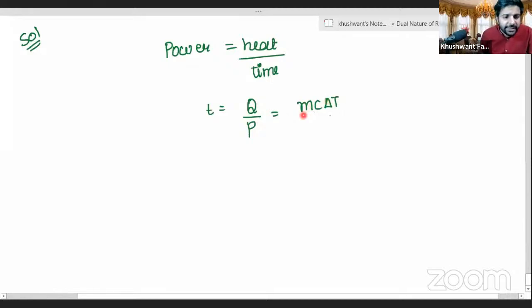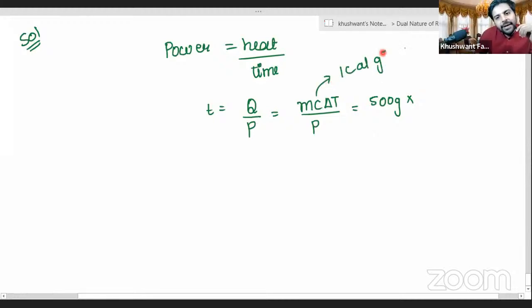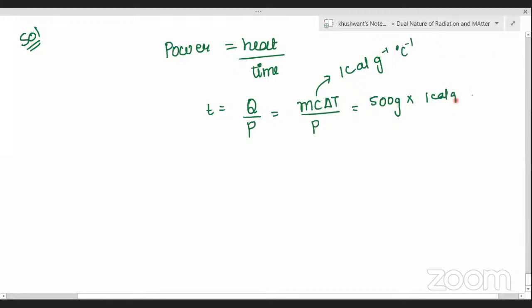Let's take this with Ridhima. Or what is P? P is the power of the geyser that you have taken, right? That heating coil. So now what are the values? Let's substitute. How many grams of water is there? 500 grams, correct? Ridhima, what is the specific heat capacity of water that we know? 1 calorie per gram per degree Celsius. So here we write 1 calorie per gram per degree Celsius.